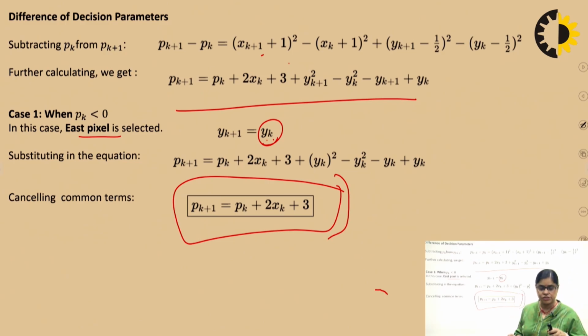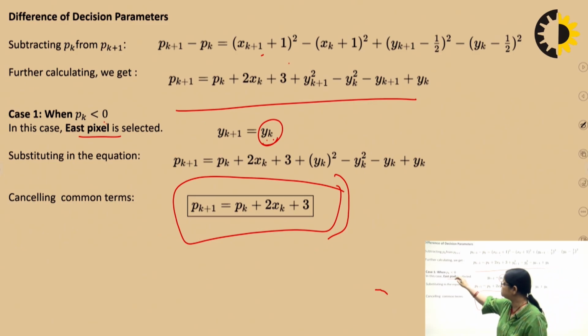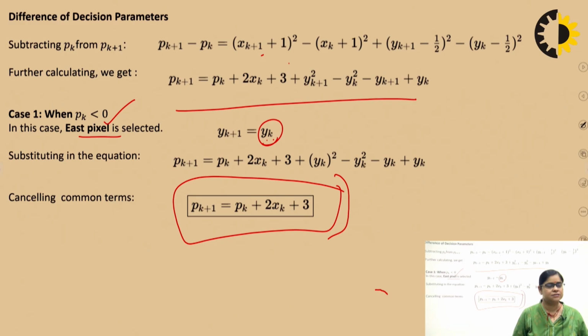The first equation you have to keep in mind is what you find in the east pixel, then in the southeast pixel, then you take the midpoint of that, then we substitute the value in the decision parameter p naught. After that I have taken pk plus 1, that is the p1 value, and then I am subtracting the value, and again I am finding out, when pk is less than 0, it means that pk plus 1 is equal to pk plus 2xk plus 3.